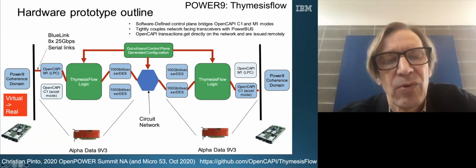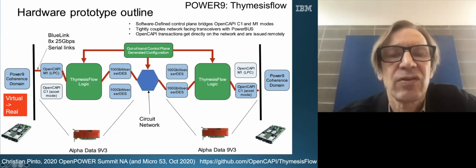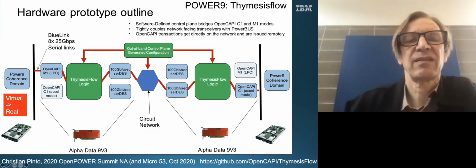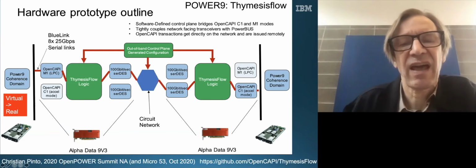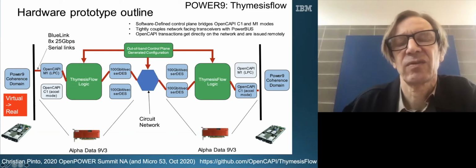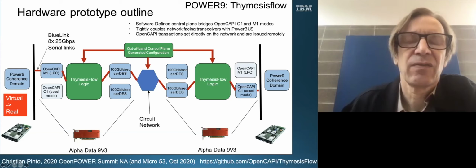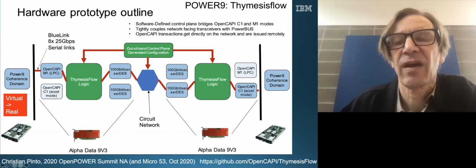In the Power9 prototype, we use an FPGA to pick up that memory access request. It gets transferred between the two FPGAs. We use a 100 gigabit Ethernet-like cable. It's a Xilinx specific SerDes. And there is an option to also do switching there in the middle. We haven't done that in the prototype.